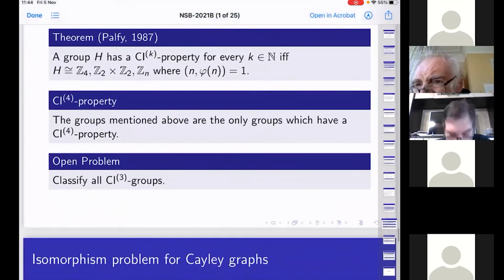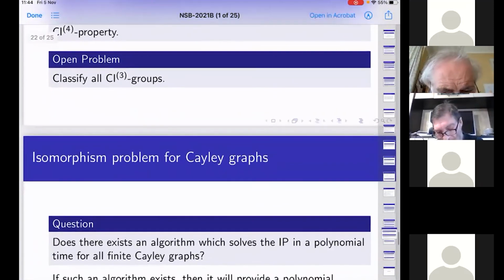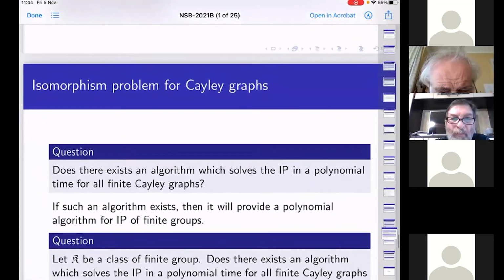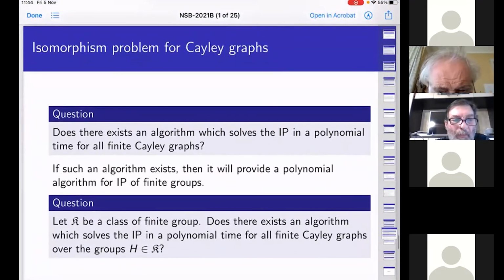Now I can come back to the cyclic group, to Cayley graphs. Sorry. So we can formulate the isomorphism problem for Cayley graphs in the following way. Does there exist an algorithm which solves the isomorphism problem for Cayley graphs in polynomial time? But it's not an easy problem, because if there is such an algorithm, it will solve the isomorphism problem for finite groups in polynomial time. And we know that this is an open question.